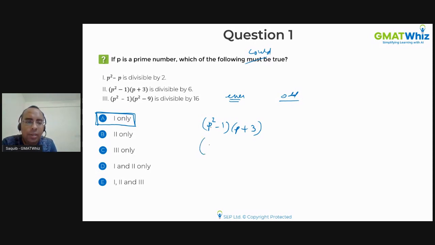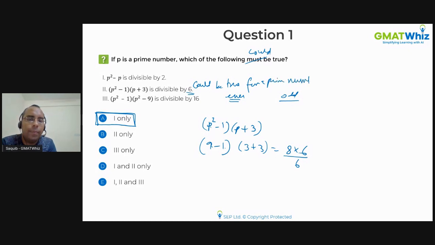So if you put 3 here, you'll get 9 minus 1, times 3 plus 3. Notice this is 8 times 6. This is divisible by 6. So you'll say this could be true for a prime number. I hope this part is clear, Ashwin, how you need to go about doing it. If you get a could be true, you need to check whether at least one case is possible or not. If it is possible for one of these cases, then it will work.